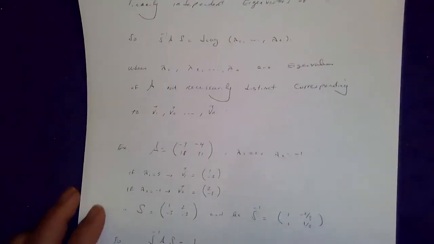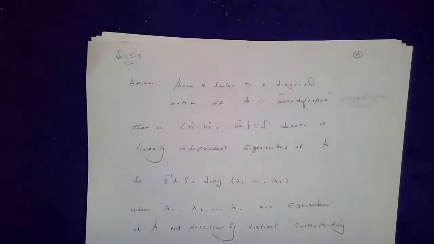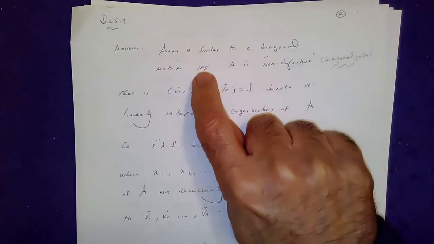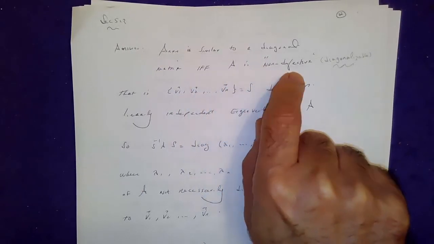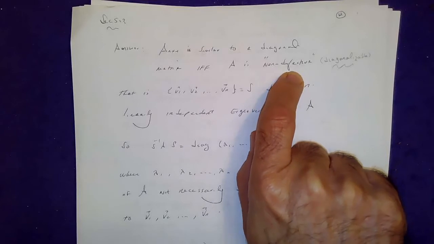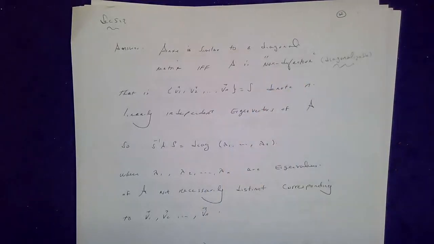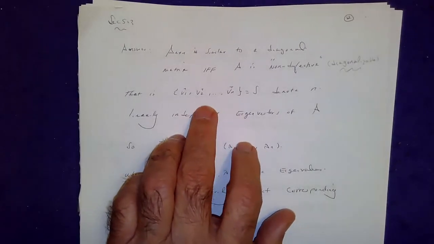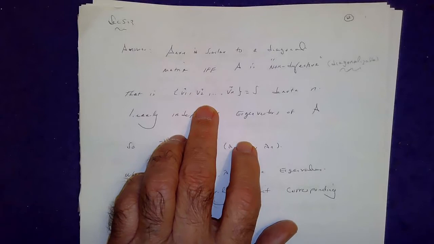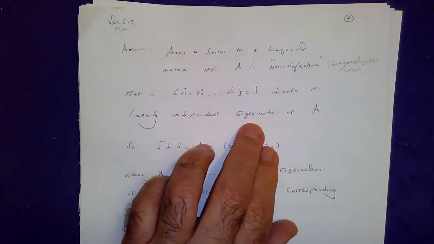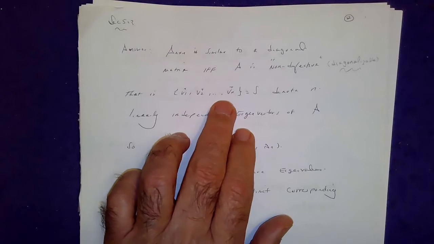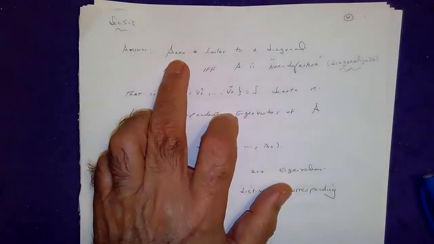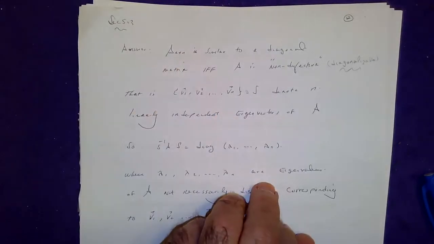So with that said, the answer is the following. A square matrix is similar to a diagonal matrix if and only if it's a non-defective matrix. What was the non-defective matrix? In other words, if you had an n by n matrix, then you had to have n many linearly independent eigenvectors. In other words, you had to have a complete set of what? Eigenvectors for the matrix A.